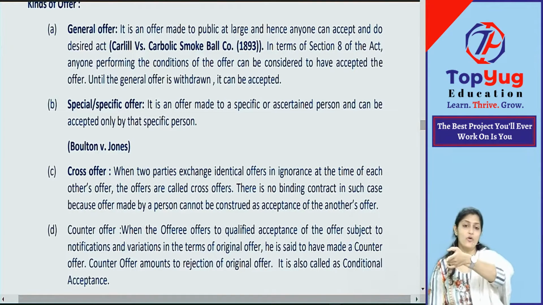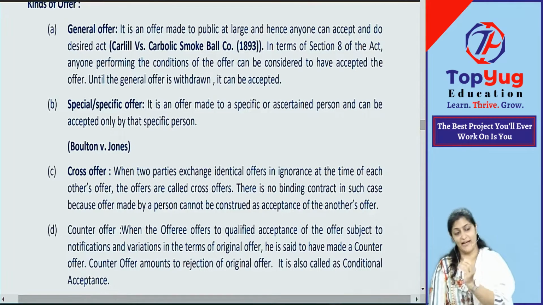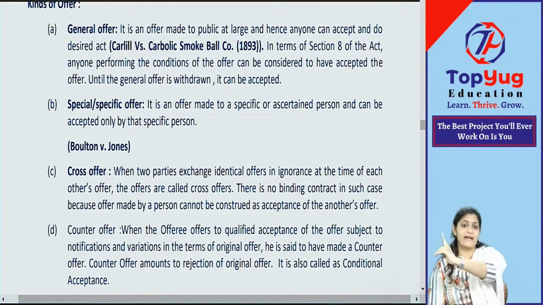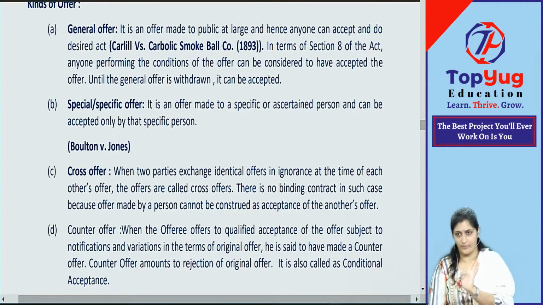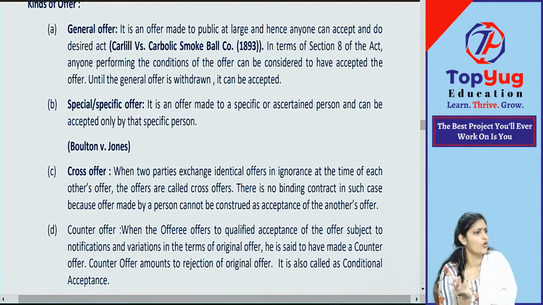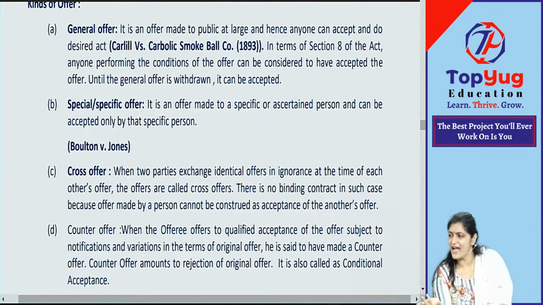To whom? In how? Express and implied. To whom is general and specific offer. Yes or no? So what is express offer? Expressed in words, either oral or written. Implied by actions. When offer is made by performing some action, then it is implied offer.